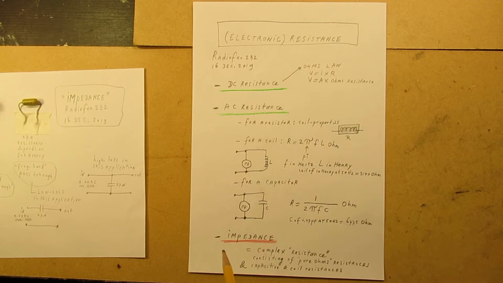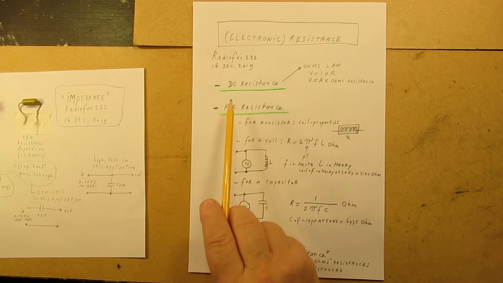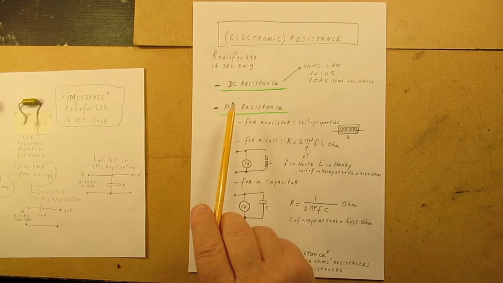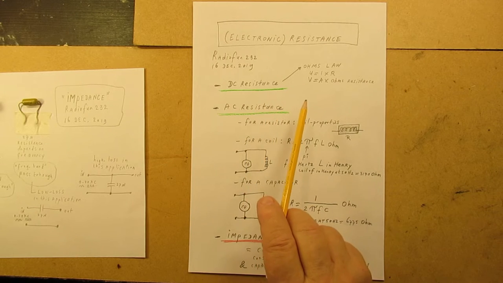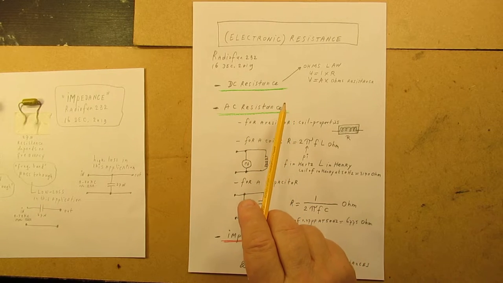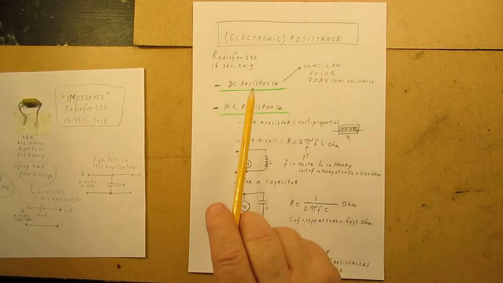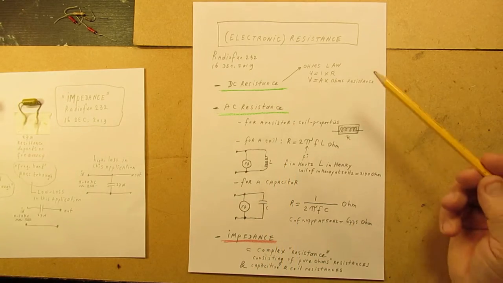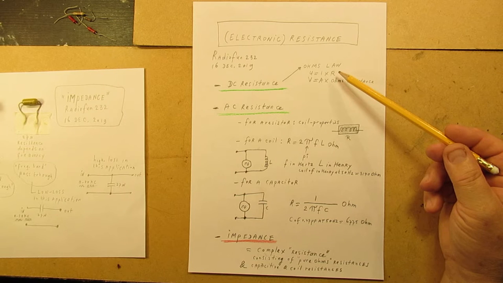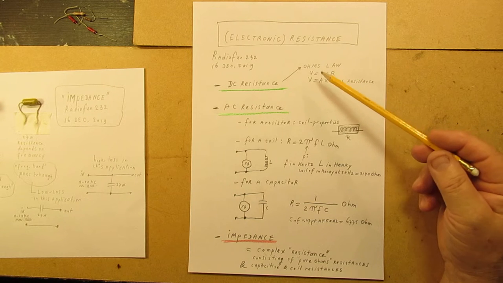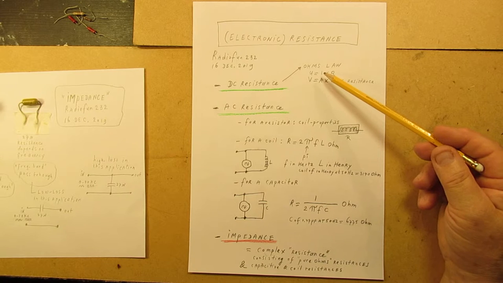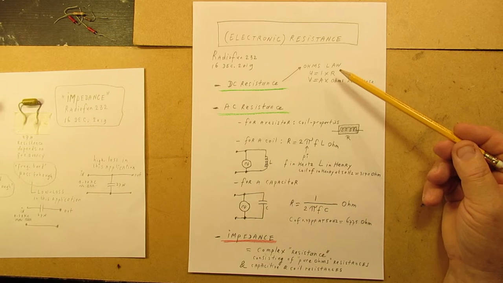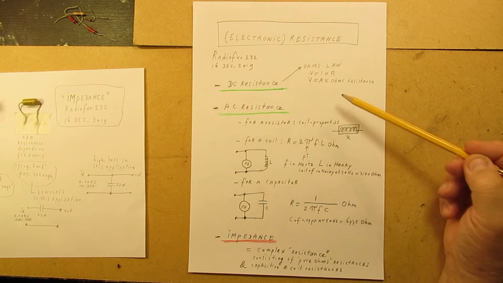Electronic resistance, and when we are talking purely about DC resistance, without any, say, AC influences or capacitive or inductive influences, we are talking about Ohm's law, and this is what Ohm's law tells us. The voltage is the current multiplied by the resistance, and in fact here is the same.